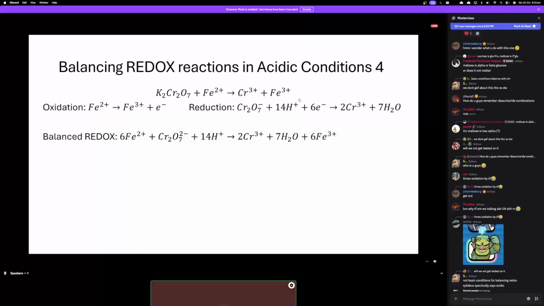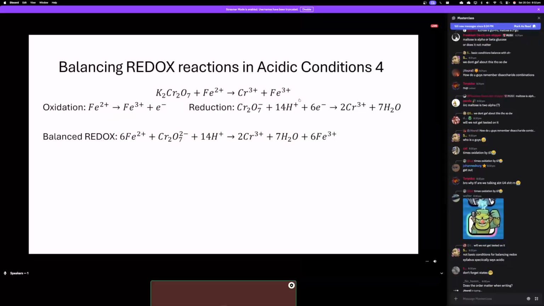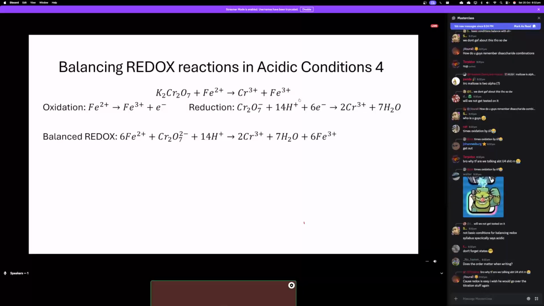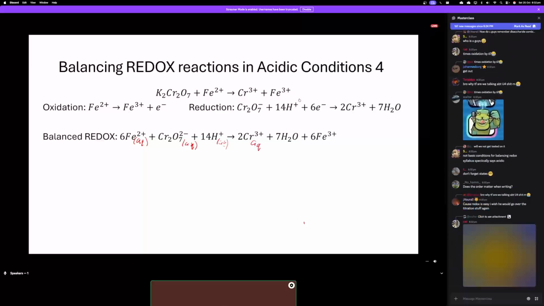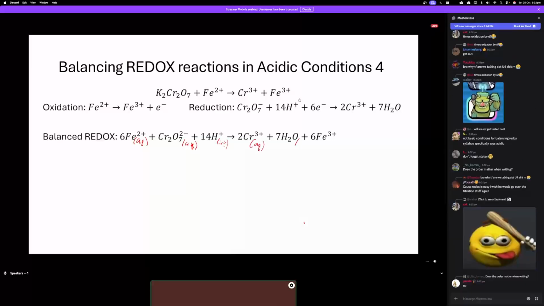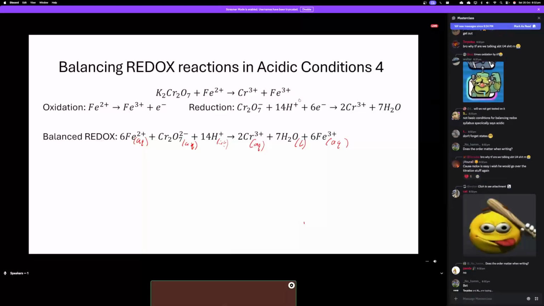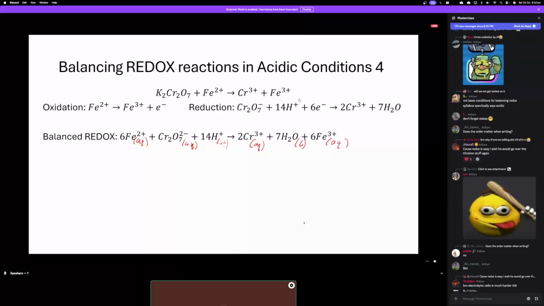So that is a balanced redox equation in acidic conditions. Forget states as well. I'll quickly write them. States are aq, aq. It's all aq actually, except for water, which is liquid. Cool. We'll go over the titration stuff again if we have time at the end, but I feel like we won't. Oh well.